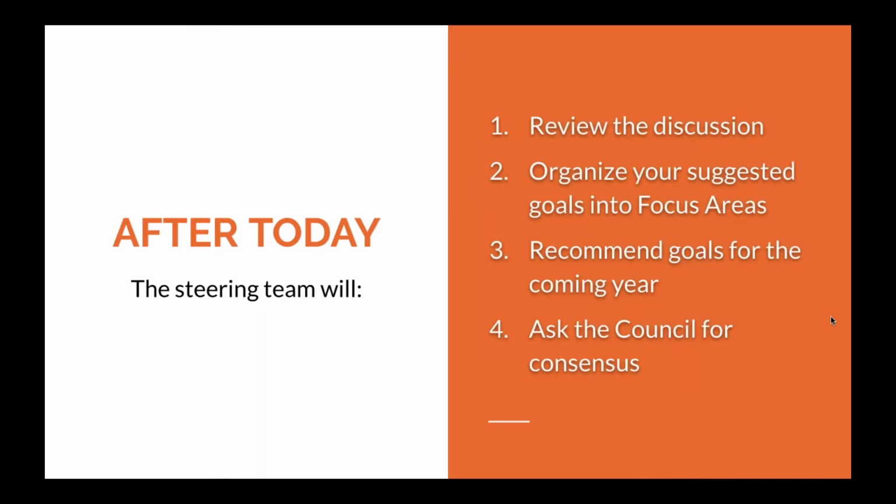So after they do all that, they're going to send out the goals for the coming year, their recommendation, and they're going to ask the council for consensus. And what that'll be is where they just want to know, can you support these goals the way that they're written? And if you can't, you should get back to your council and let them know so that they can make a revision and try to work out a set of goals that everyone can support.